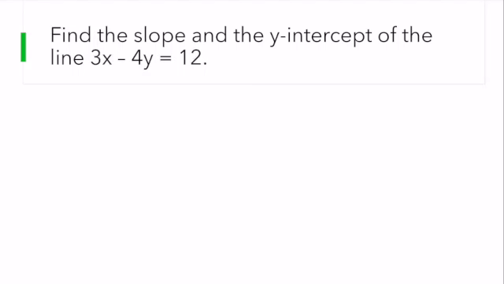Keeping on with our final exam review, let's find the slope and the y-intercept of the line 3x minus 4y equals 12. So in order to find the slope and the y-intercept, I'm going to want to get this in y-intercept form. And how do I do that? Well, I solve for y. I have to get it in the form y equals mx plus b, where m tells me my slope and b tells me my y-intercept.